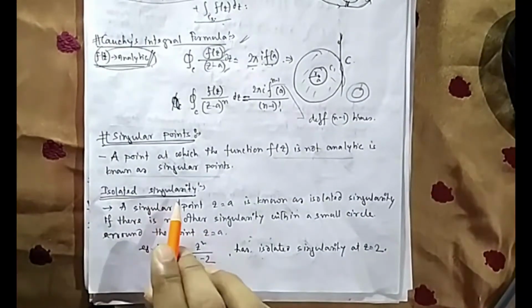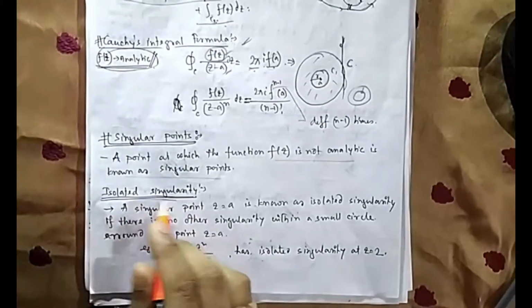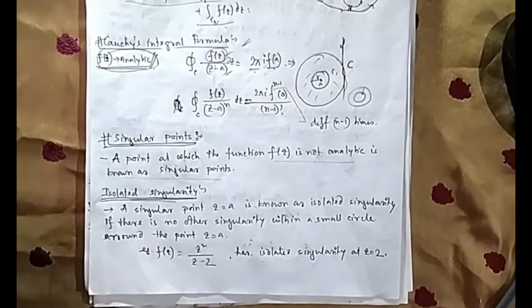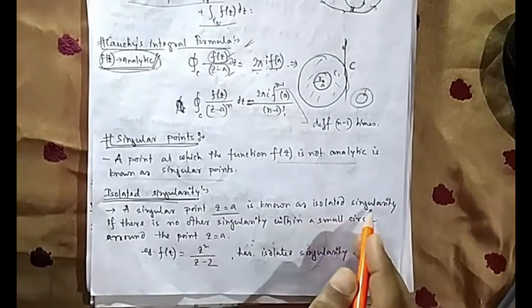Now what is an isolated singularity? Again, for namesake you have to remember what is isolated, so that if it comes in a question you should not get confused. Suppose z equal to a is an isolated singularity.